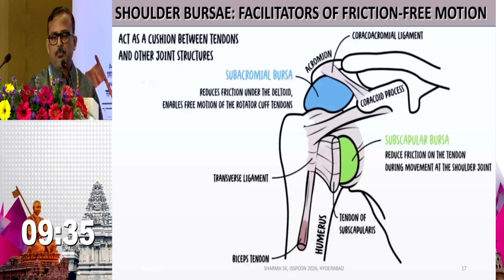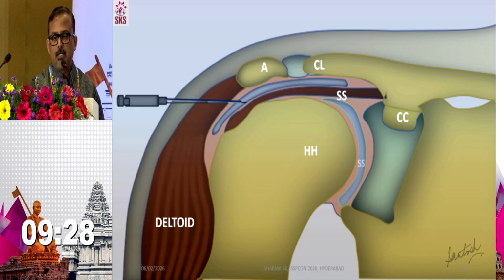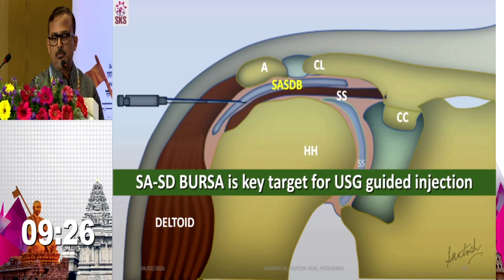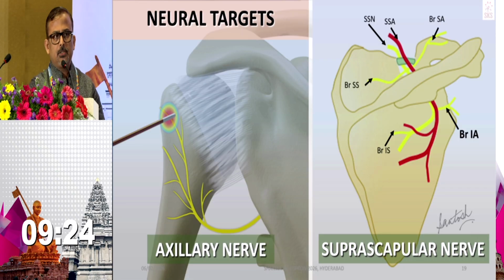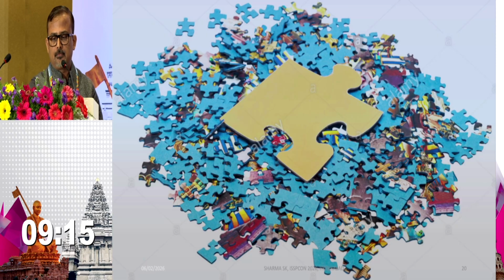Then you have the shoulder bursa. We have two bursa. The subacromial bursa is very important and is again a pain amplifier, and it's the site for giving your drugs. Coming to the neural targets, you have the axillary nerve, the suprascapular nerve, and the lateral pectoral nerve. They are targets for the radiofrequency ablation.